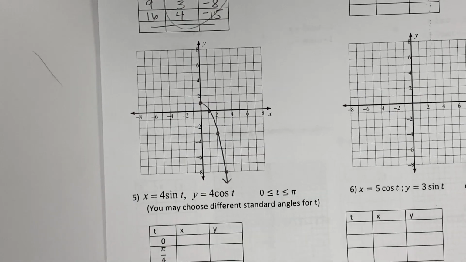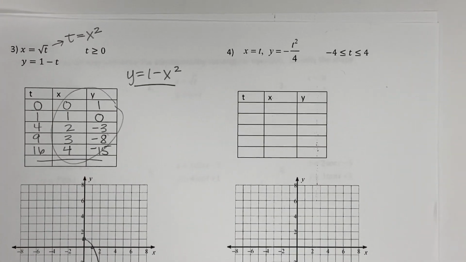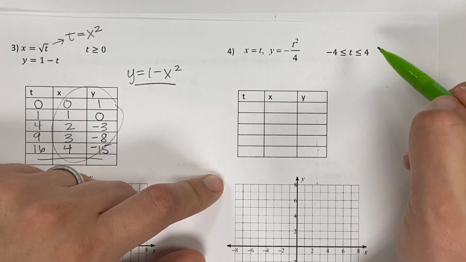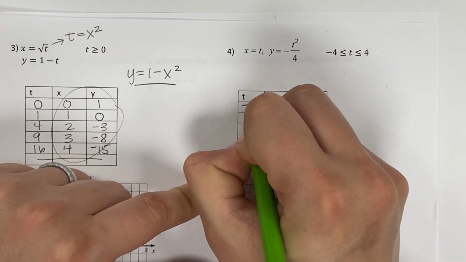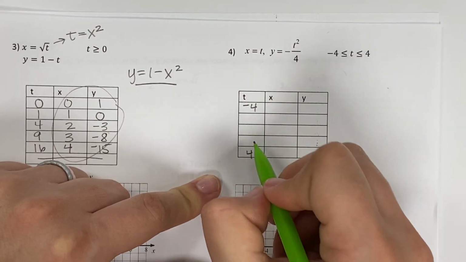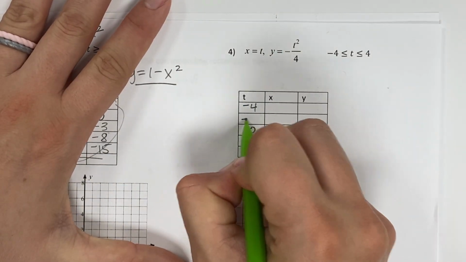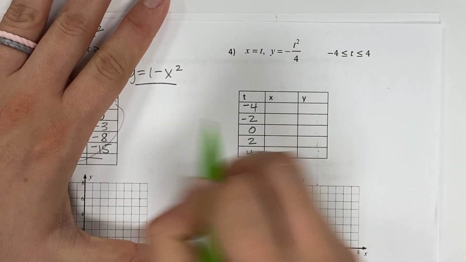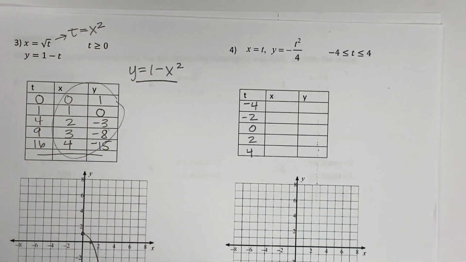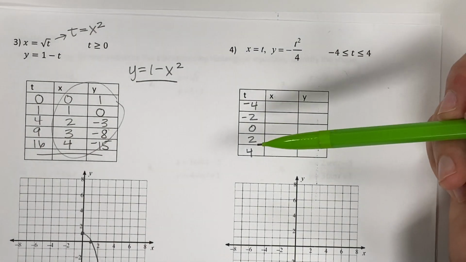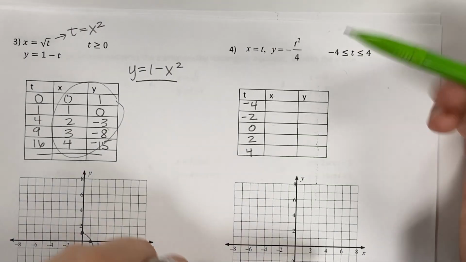Okay, let's do one more normal one. This one is negative 4 to 4. So I'm gonna do negative 4 to 4. 0 is in the middle of that. The middle of 0 and negative 4 is negative 2. And then 2 over here. So I just kind of picked middle points. It doesn't matter what points you choose as long as you choose negative 4 and 4.